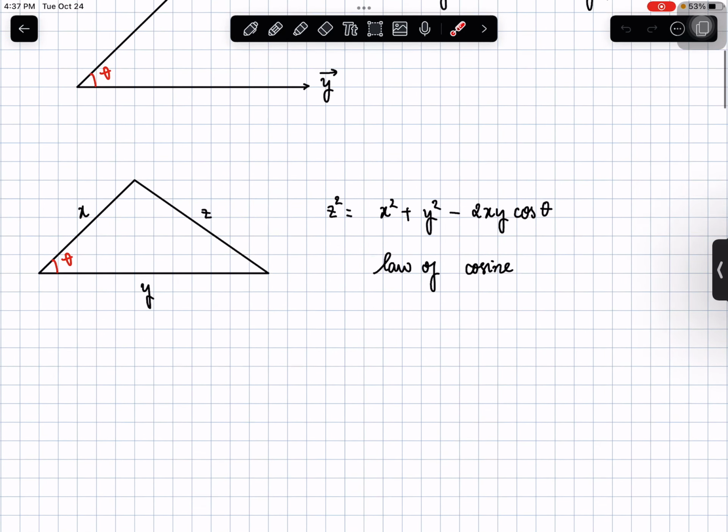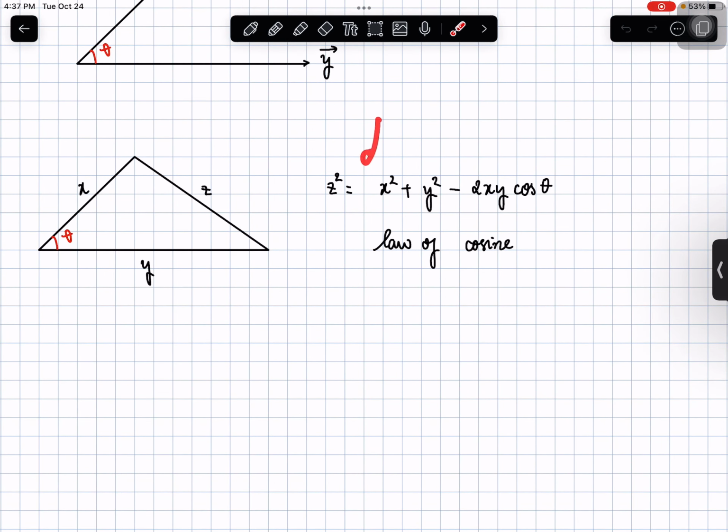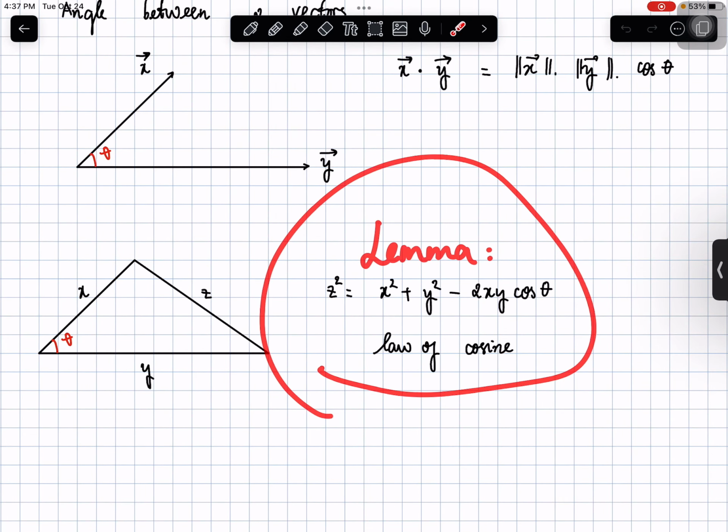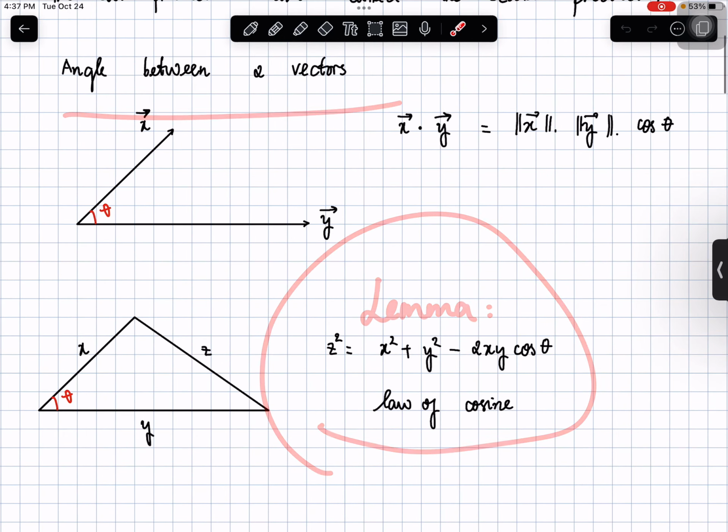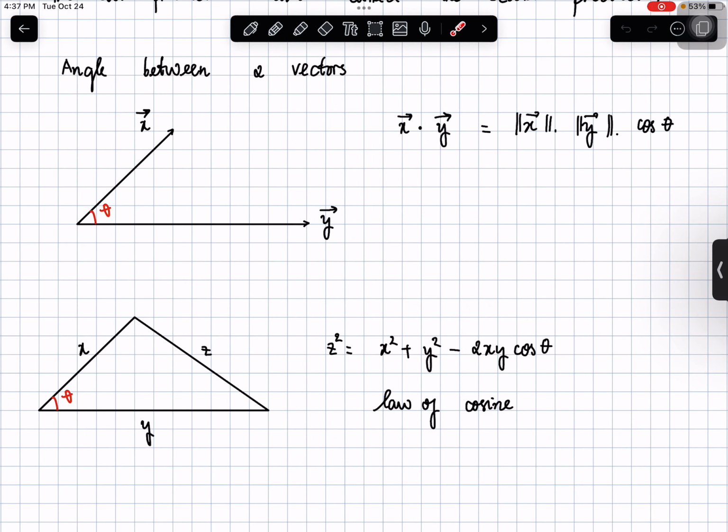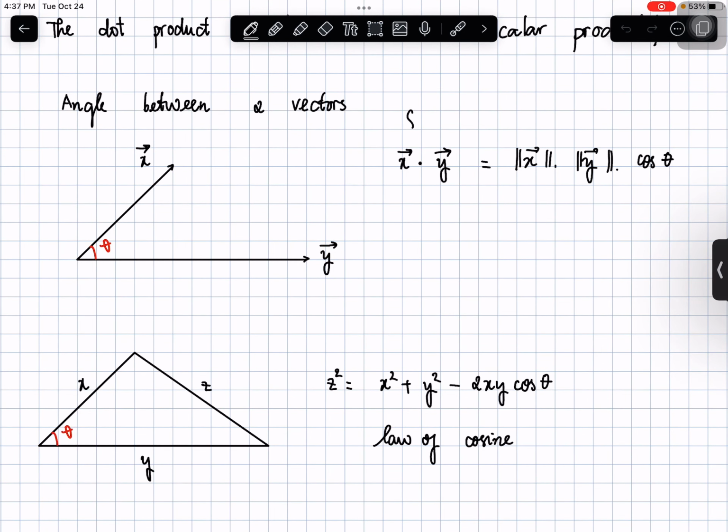So now suppose we know this lemma. We will use this lemma to prove the angle between two vectors. How do we do so? We want to prove this one.